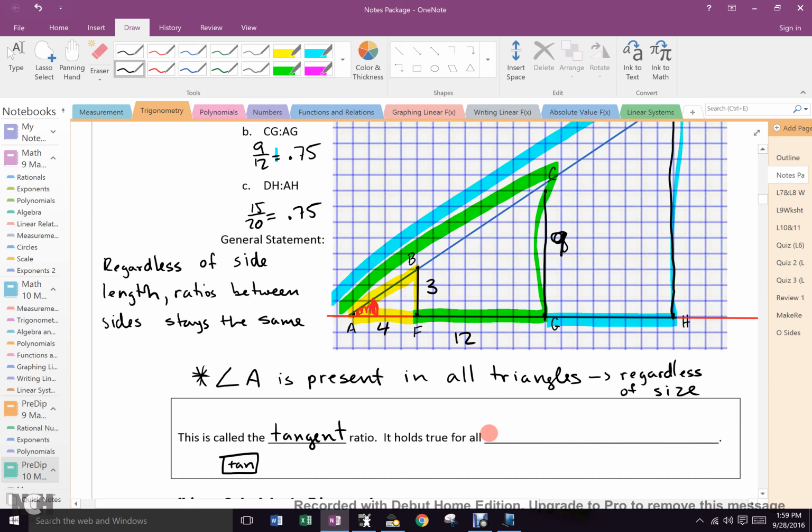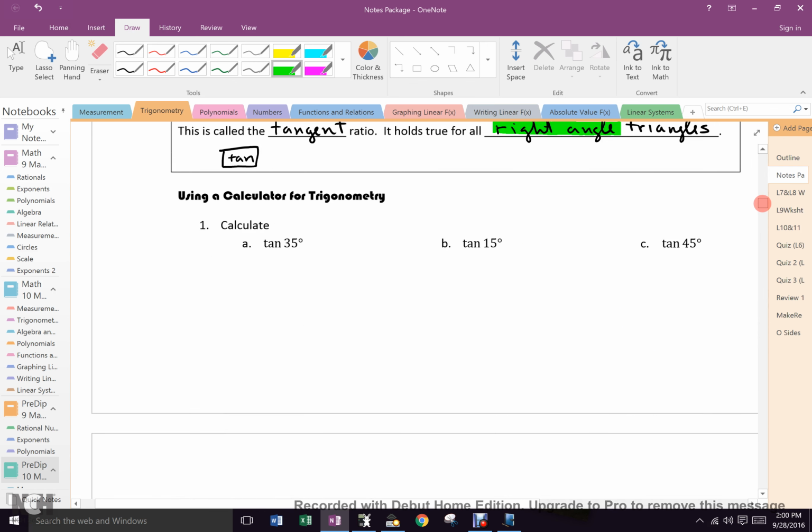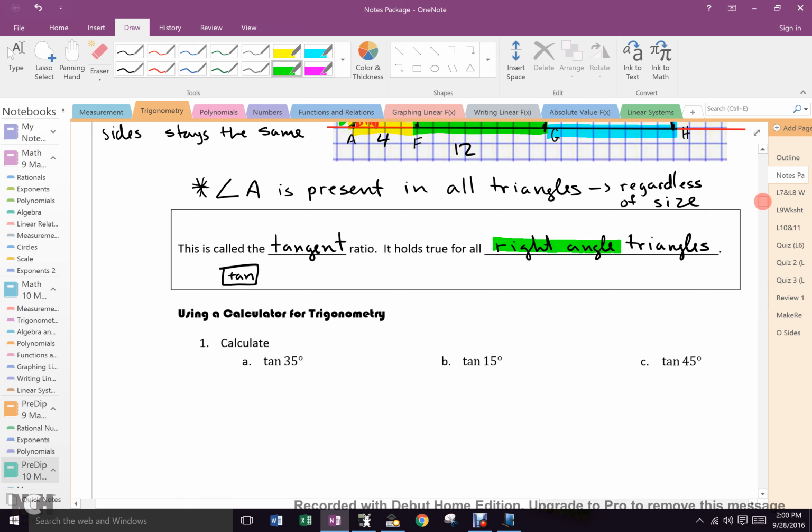And it holds true for all right angle triangles. Okay, please highlight right angle. This only works with right angle triangles. Are there more triangles in the world than right angle triangles? Of course there are. And eventually we're going to get to how to do math with unright angle triangles. But right now we're stopping with right angles. Everybody cool? Okay, now we get to the worst part of trigonometry.